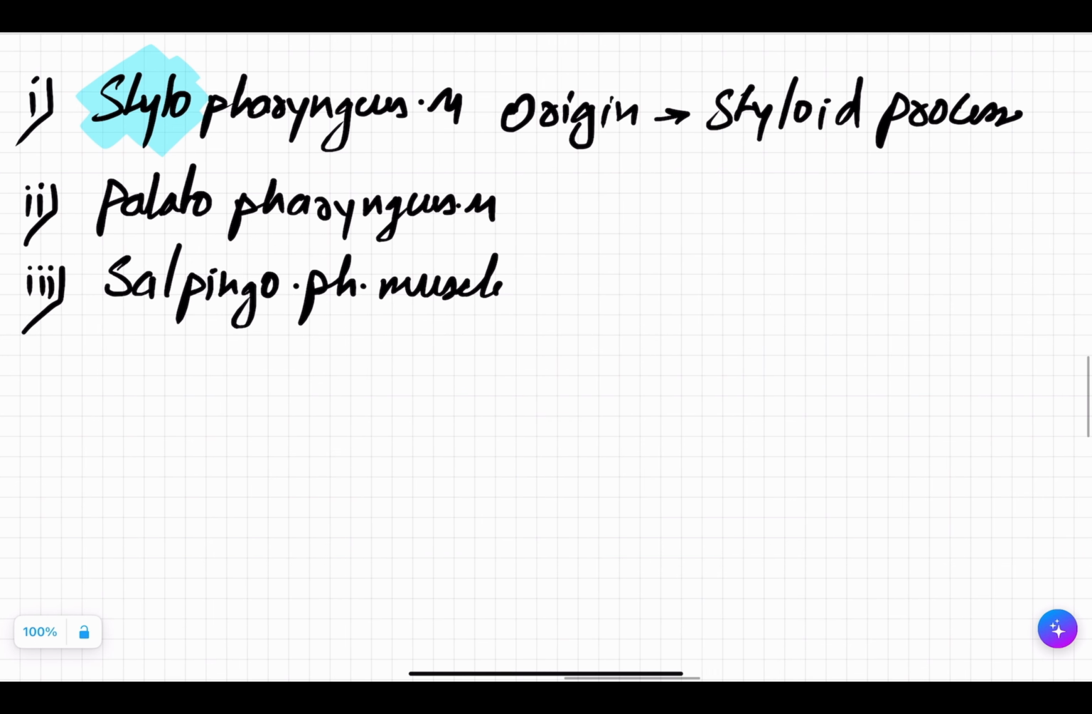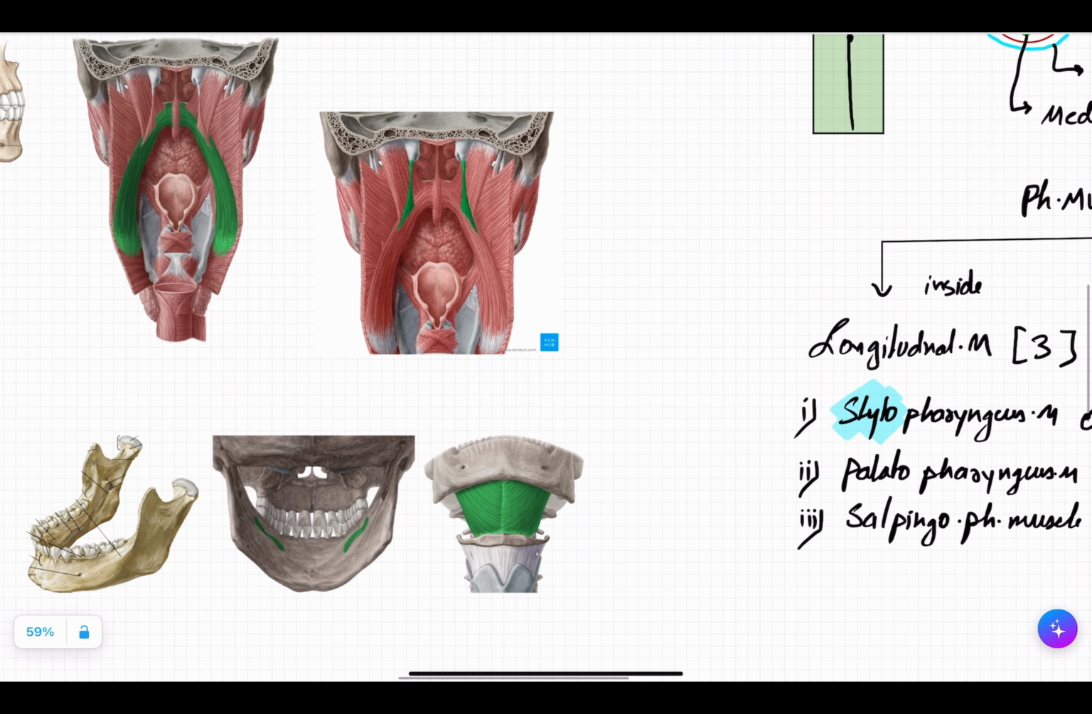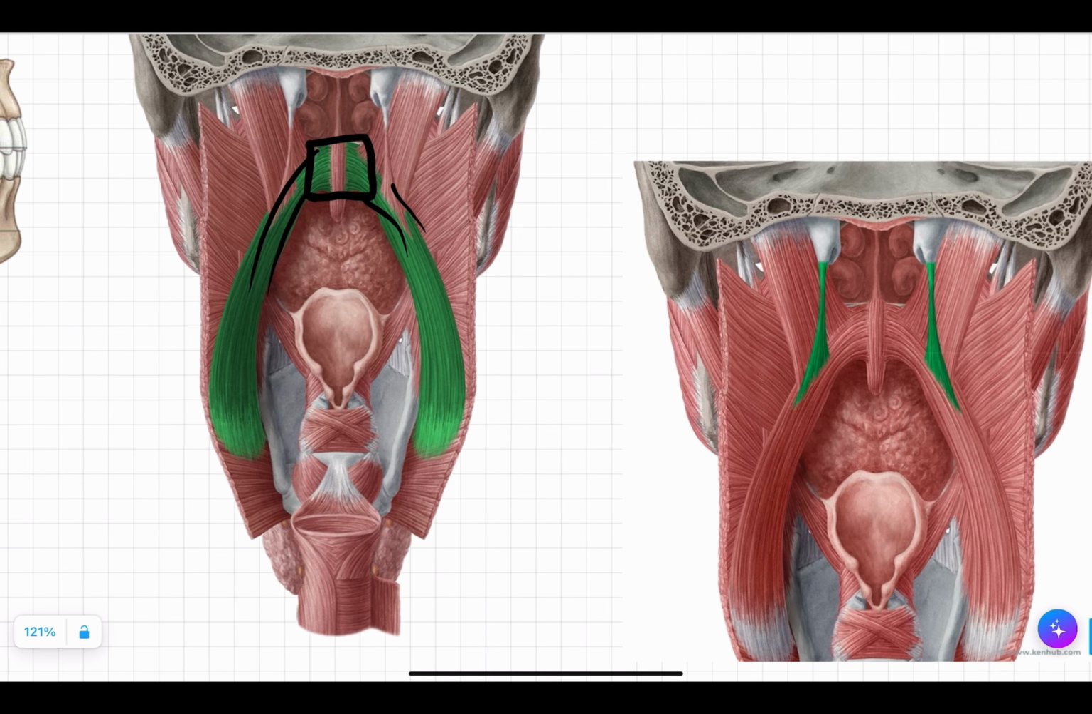Same feature here. Palatopharyngeus origin where? Origin will be in the palate. Let me show you. You see this? Here you have your palate. From the palate, a muscle is coming, the green color muscle that you see here. Okay? So origin is palate. Insertion, I will tell you.